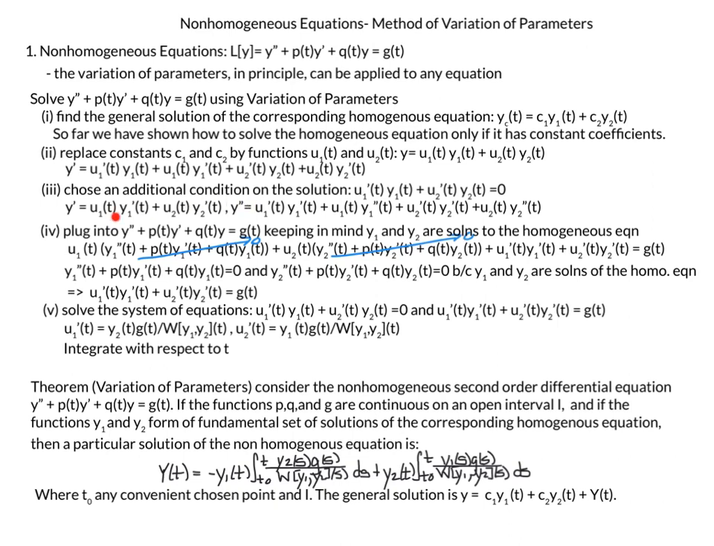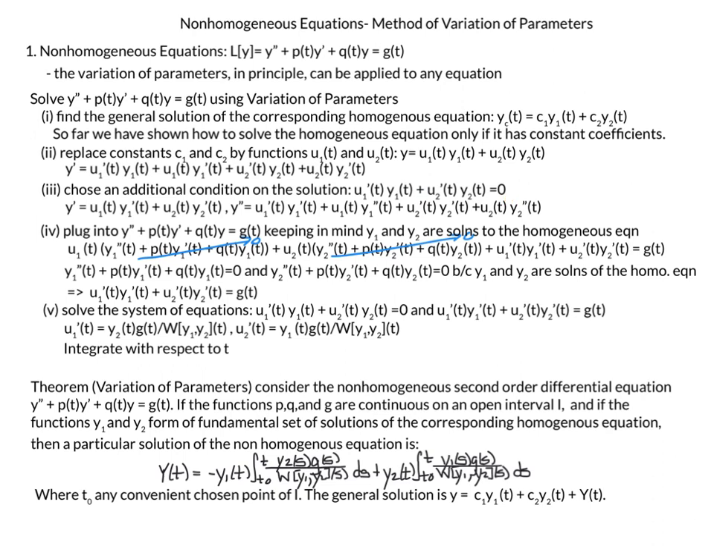This significantly reduces our equation until we get down to u1 prime y1 prime plus u2 prime y2 prime equals g of t. Again, this is our final equation after we've plugged y prime and y double prime into our differential equation. And our last step: what you see is that now we have two equations. This last one we got from plugging y prime and y double prime into the differential equation, and this second equation over here is what we chose as an additional constraint on our solution.